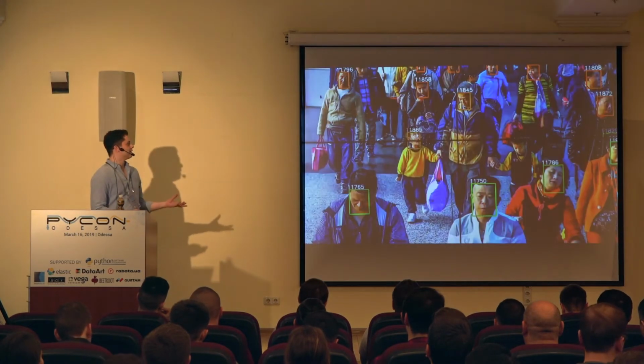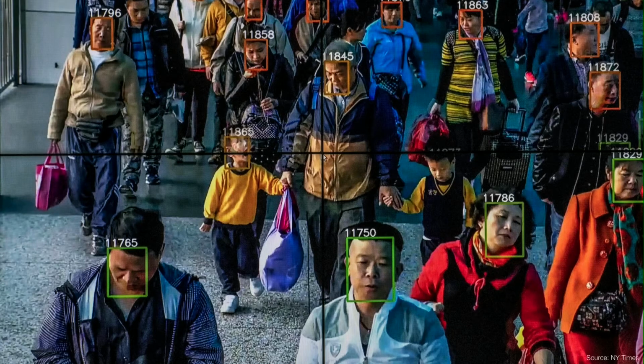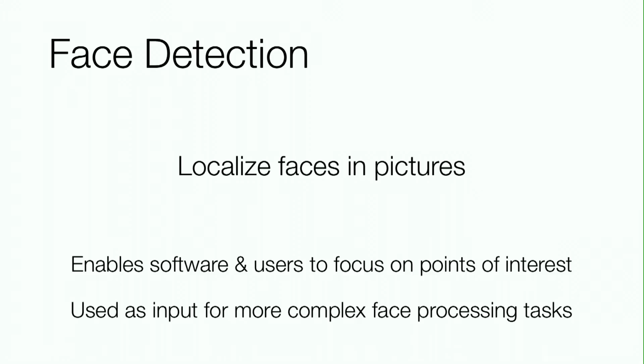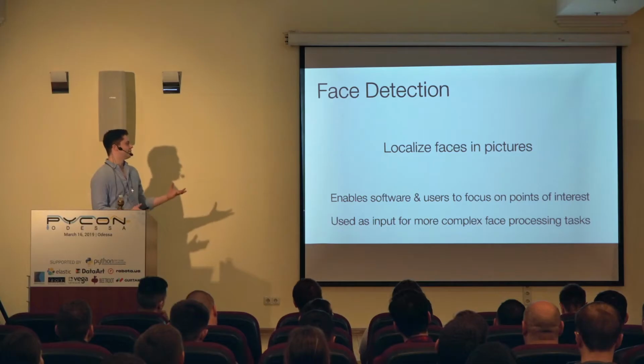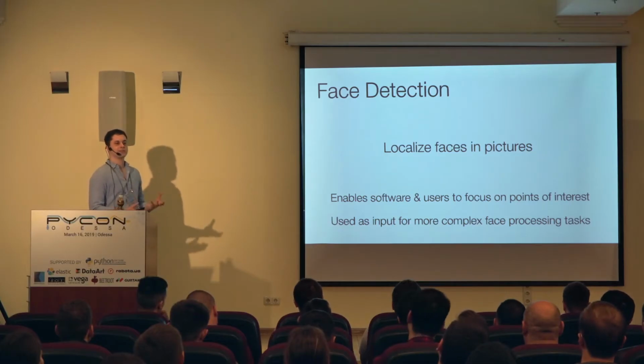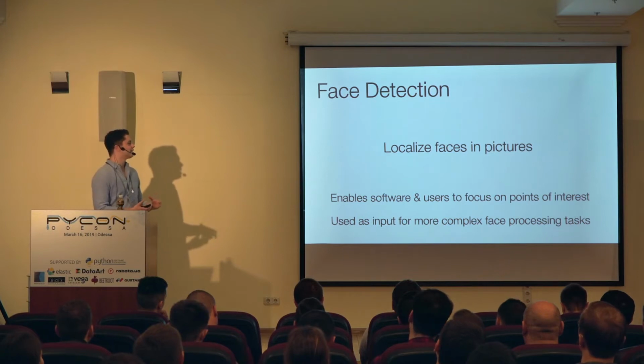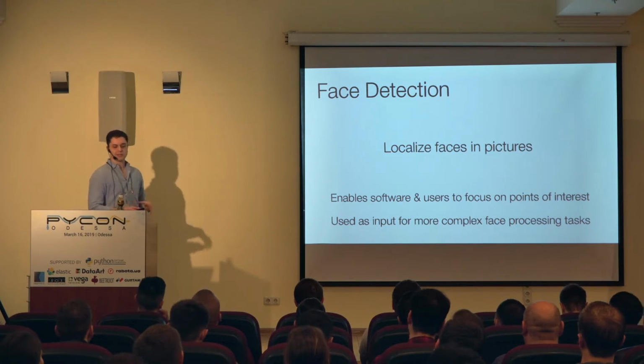So we can have this in terms of monitoring tools, in terms of input for downstream facial recognition tasks, and so on. So the idea here is that faces are usually areas of interest, and by localizing the faces, you can do more complex things, be it by the person or the computer itself. So this is a fundamental task.